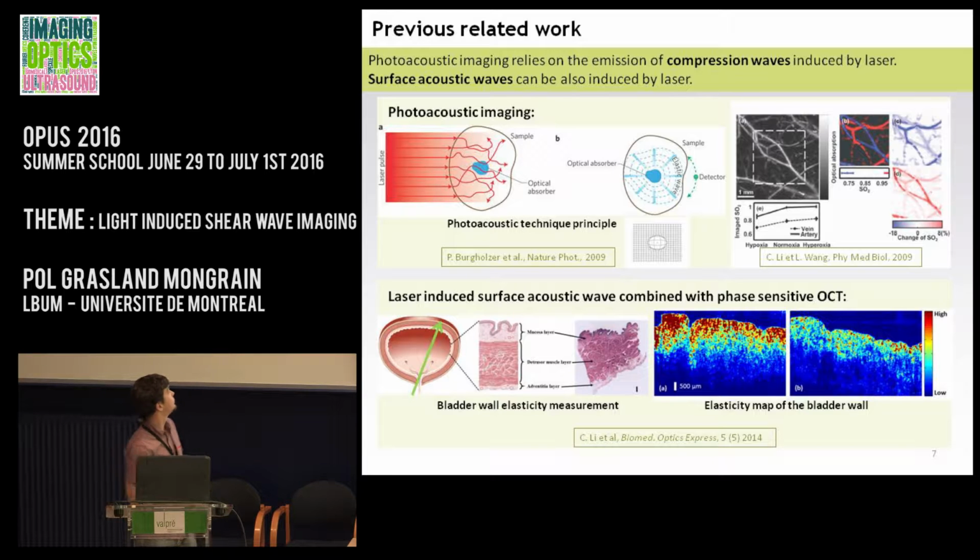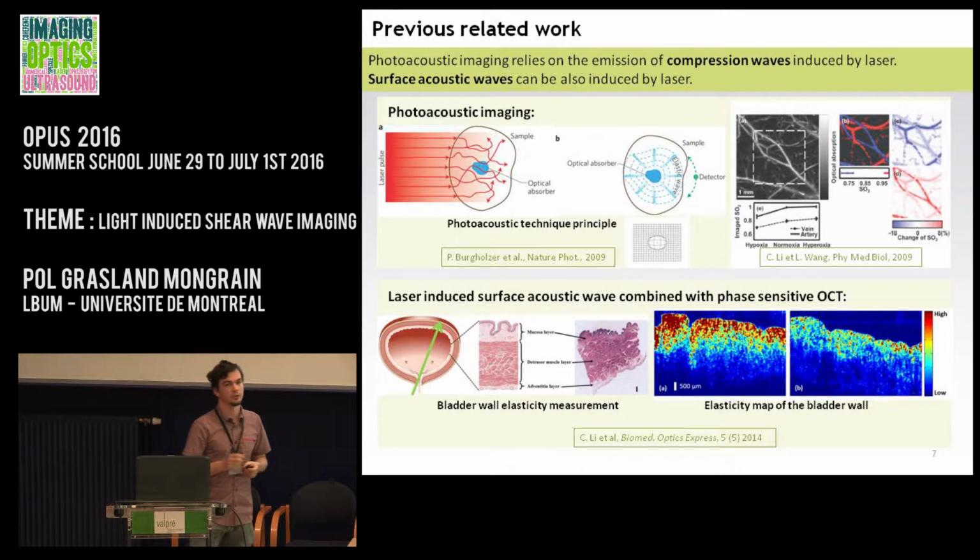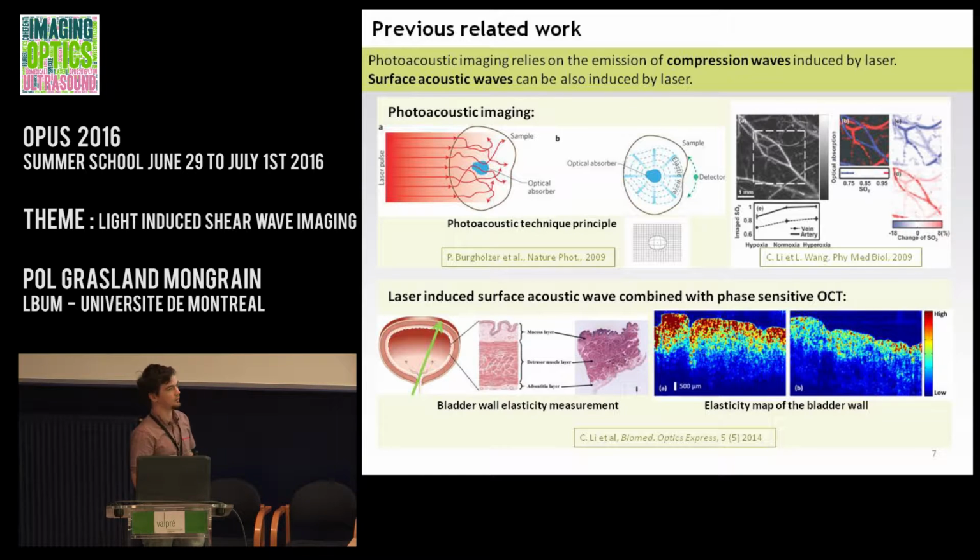So there is another work which was presented 2 years ago. A team has proposed to use a laser to induce surface acoustic waves, and surface acoustic waves are not exactly shear waves. It was presented in detail this morning. But a team has proposed to apply a laser inside a thin wall, the bladder wall. It creates surface acoustic waves, and they tracked them with OCT, so they were able to measure the elasticity.